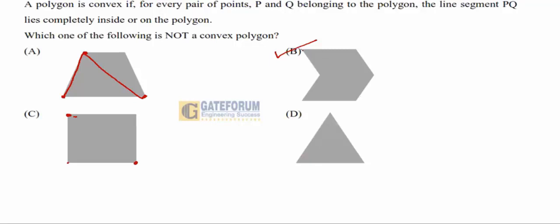But here, see, take this example. P and Q lie here. Then what will this line do? This will pass through outside the polygon, right? Hence, it is not a convex polygon.